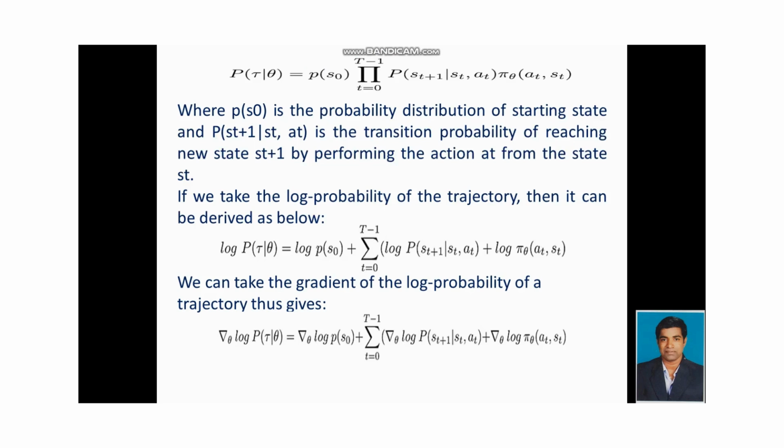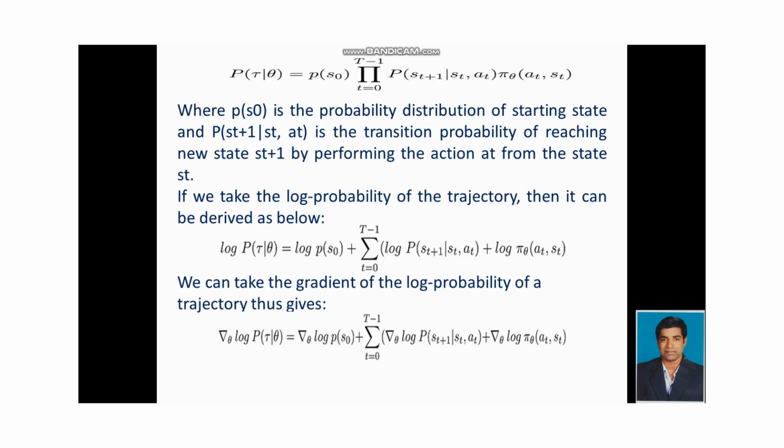P of τ given θ is equal to p of s0 into the product of t equal to 0 to T minus 1 of p of s(t+1) given s_t, a_t, into π_θ of a_t given s_t, where p of s0 is the probability distribution of the starting state and p of s(t+1) given s_t, a_t is the transition probability of reaching the new state s(t+1) by performing the action from the state s_t.